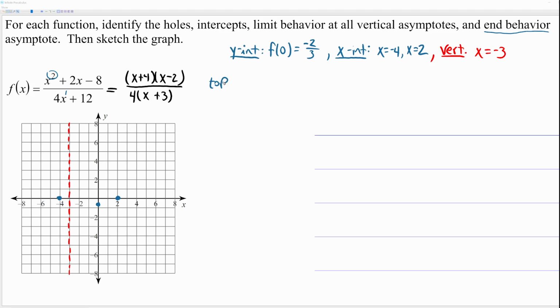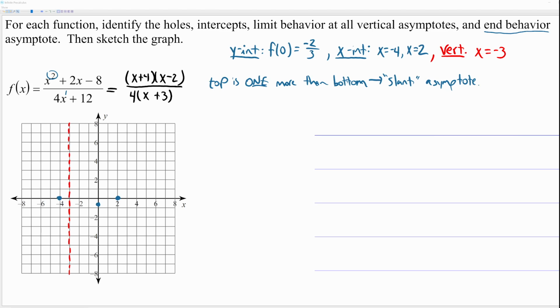If the degree of the top is 1 more than the bottom, you have a slant asymptote. Now, slant here means a line. So we're going to have a line just like y equals mx plus b, that kind of line. Our end behavior asymptote is going to get close to a line like that one.